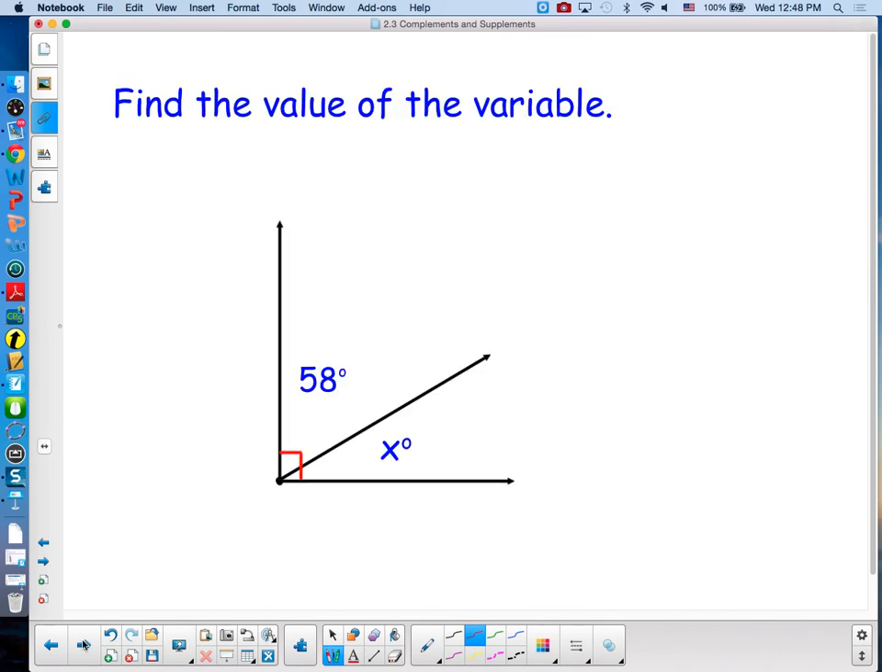Now find the value of the variable. How many degrees is x? Write it down, don't shout it out. You can tell, look at markings that are in there. We've got some complementary angles going on here. Because you see the 90 total.